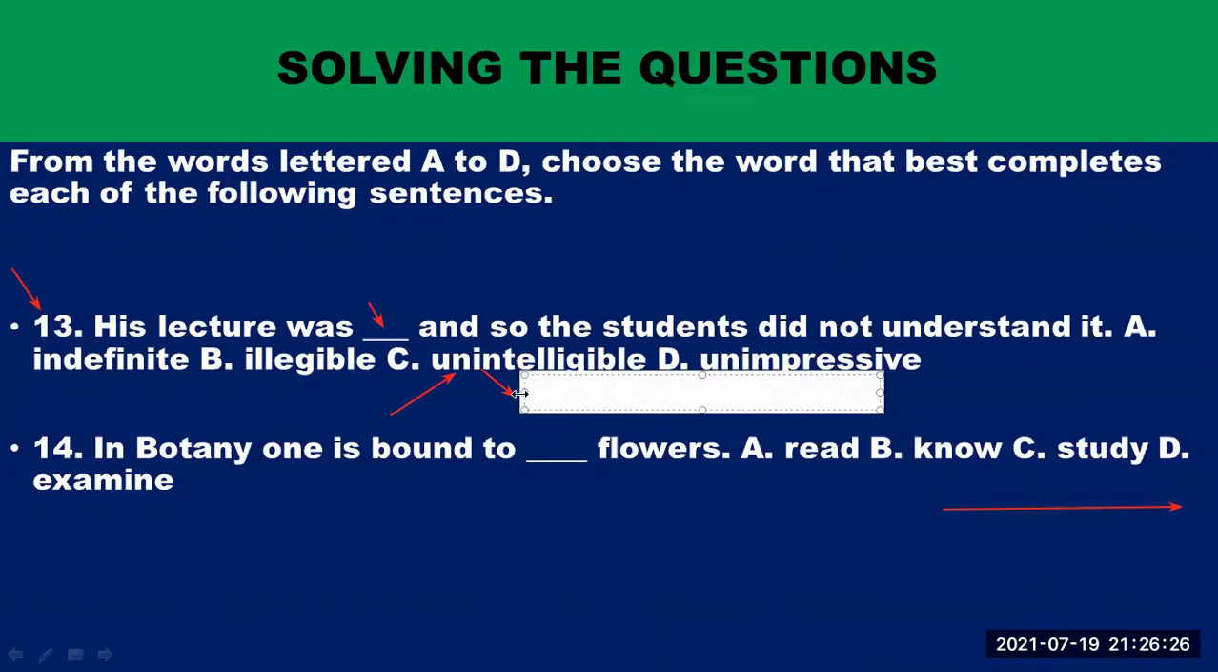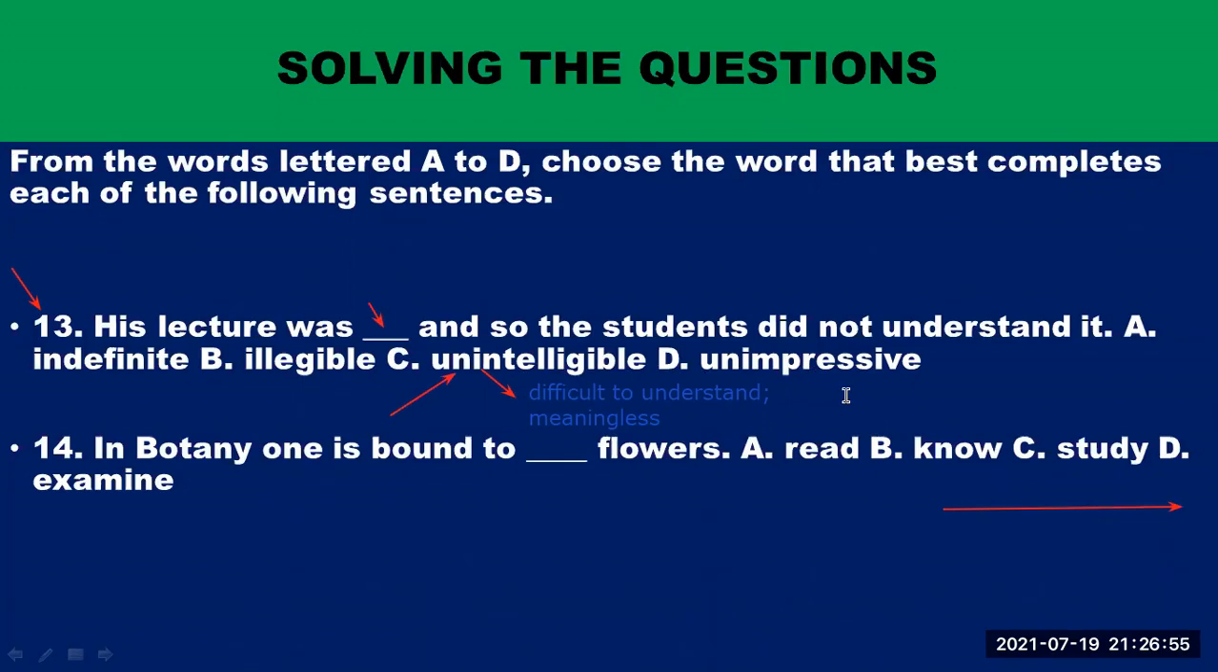When we talk about intelligible or unintelligible, or intelligibility, which is the noun form of it, we are talking about meaning, whether something conveys meaning or does not, whether something is meaningful or meaningless. And that is the appropriate word for this context. So we can say his lecture was unintelligible, and so the students did not understand it.